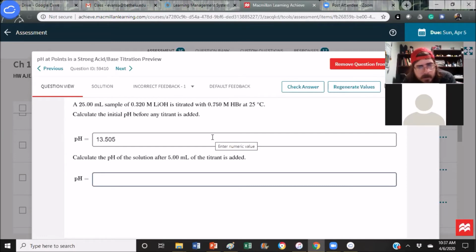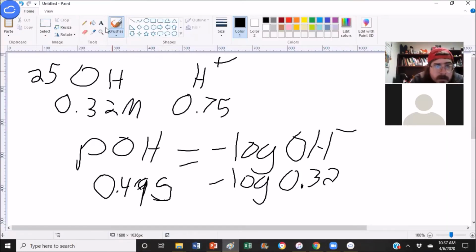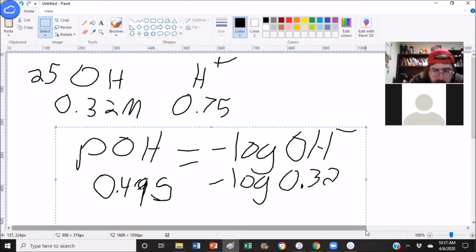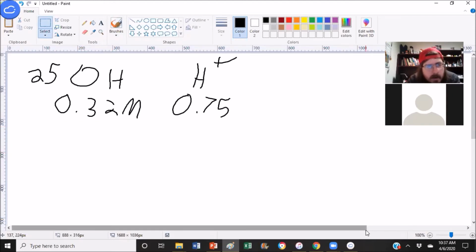Now, how much acid would it take to neutralize this? Well, we'll calculate that in just a second. So during the titration, this is the first hard problem. Step 1, you will calculate the moles of each guy. How do you calculate moles? Don't overthink it. Molarity times volume equals moles. So 0.32 times 25 is 8.